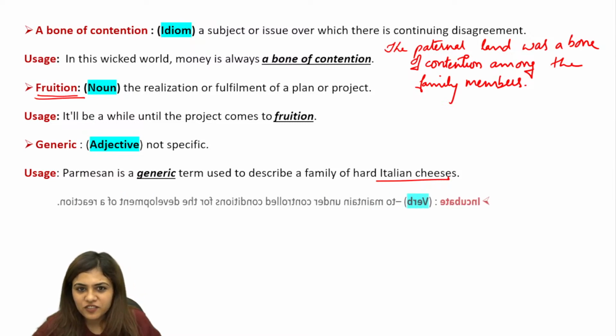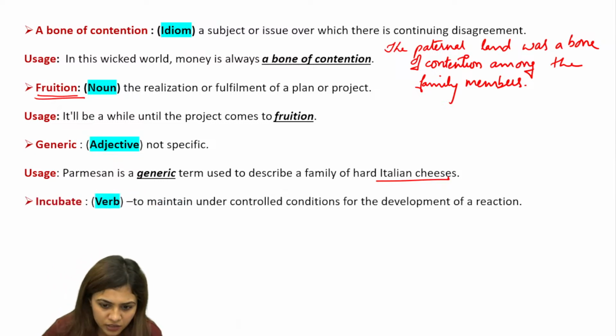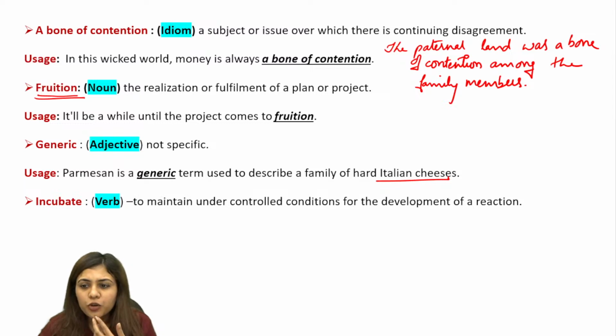So moving to the next one, incubate, and I think you guys must have already heard this word. It's a biological term and it's a verb. Incubate, you must have seen the hens sitting on their eggs. There is a period of incubation. Incubation means a general warmth has to be provided to the eggs. Only then, after a certain period of time, the eggs hatch. Okay, so that's basically the literal meaning of incubating something.